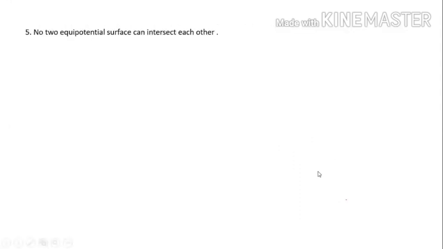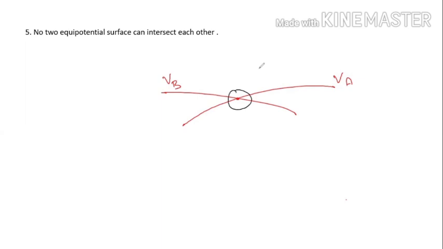Now our last point says that no two equipotential surfaces can intersect each other. Obviously, let's say that you have an equipotential surface whose potential is VA, and let's say that you have another equipotential surface whose potential is VB. So if you see this point of intersection, at this point, you will have two potential values, right? But which is not possible.